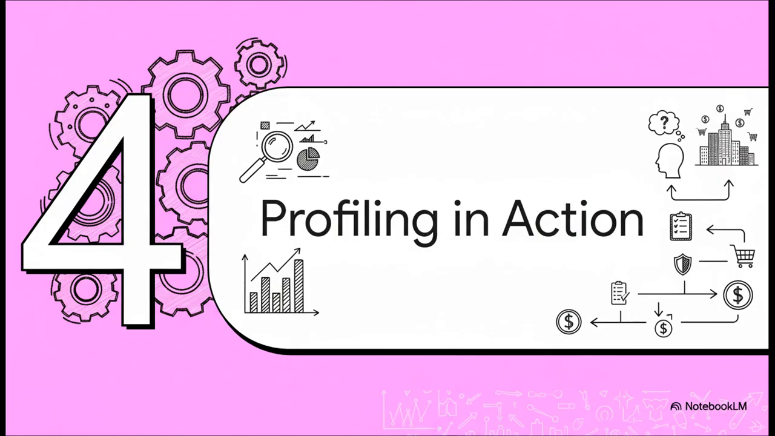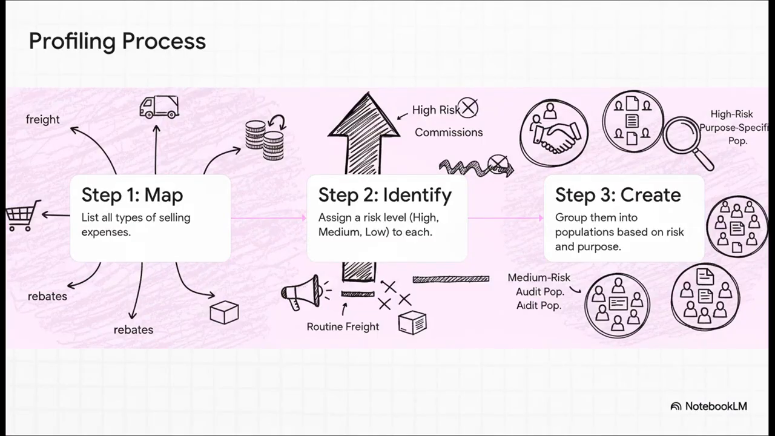How do you put this profiling mindset into action? It's actually a pretty straightforward three-step process. First, you just map out your universe. List every single type of selling expense you have, from freight to marketing to rebates. Second, you identify the risk for each one. Marketing and commissions are often high risk, while routine freight might be medium. And finally, you create your separate audit populations based on that risk and what you're trying to achieve.